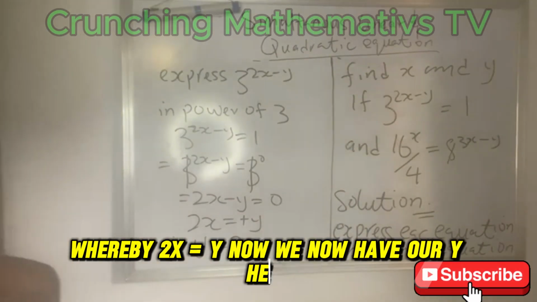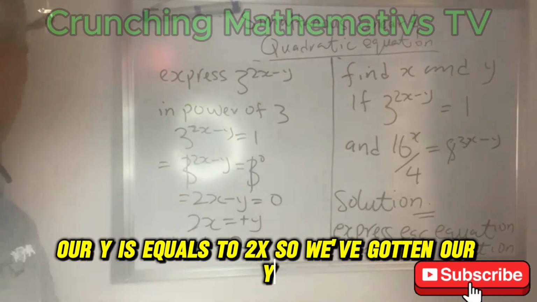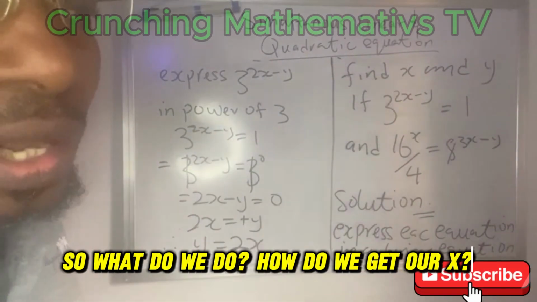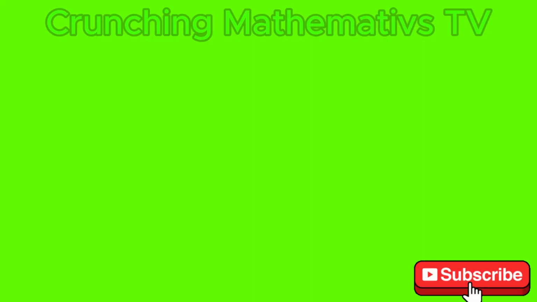Now we have our y here. Our y is equal to 2x. So we've gotten our y. So what do we do? How do we get our x? I'll come back shortly to solve our x.